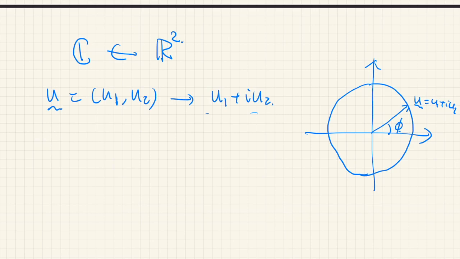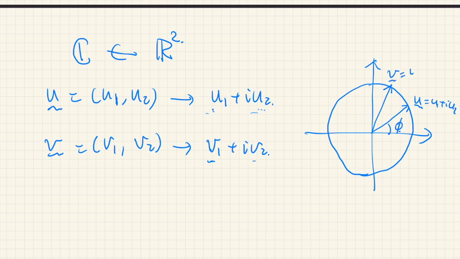And similarly, consider another unit vector v, v1 and v2. That corresponds to a complex number v1 plus i v2. So the real part is u1 and the imaginary part is u2 here, and the real part is v1 and the imaginary part is v2. So let's say this is v, v1 plus i v2, and let's say this argument is psi.